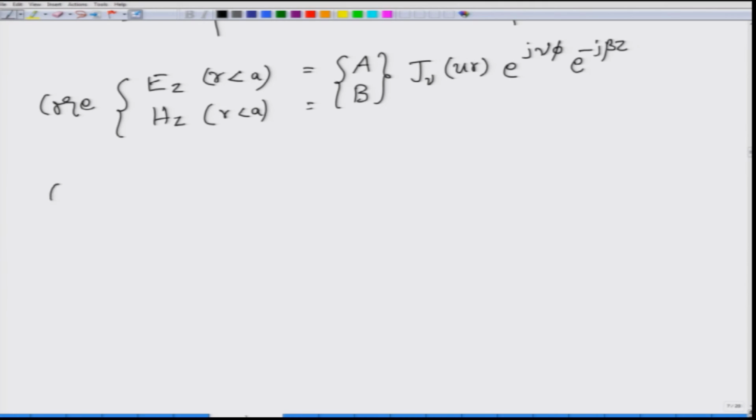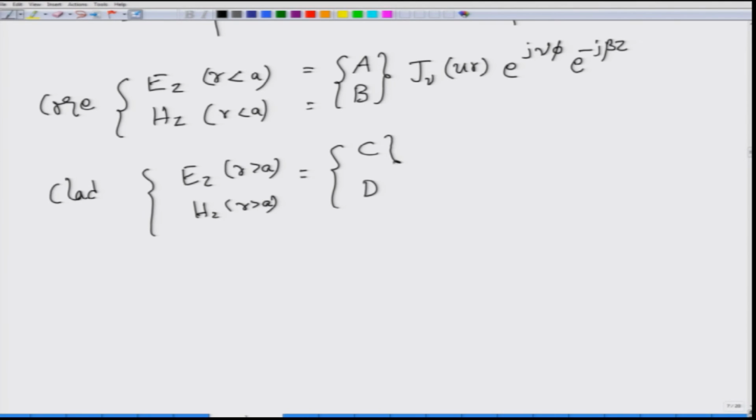For the clad mode solutions, for Ez with r greater than a and Hz with r greater than a, these have to be some constants C and D. The constant C goes for Ez, constant D goes for Hz. The argument here will be the same. It would be K nu of Wr, because these are the ones which have to be decaying, e to the power j nu phi, e to the power minus j beta z. Okay, so these are the constants A, B and C, D which you need to determine.